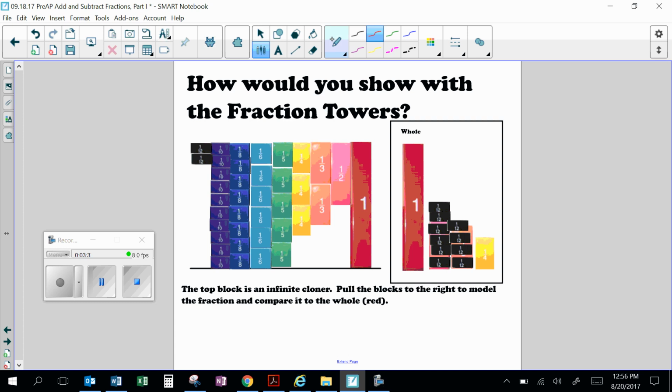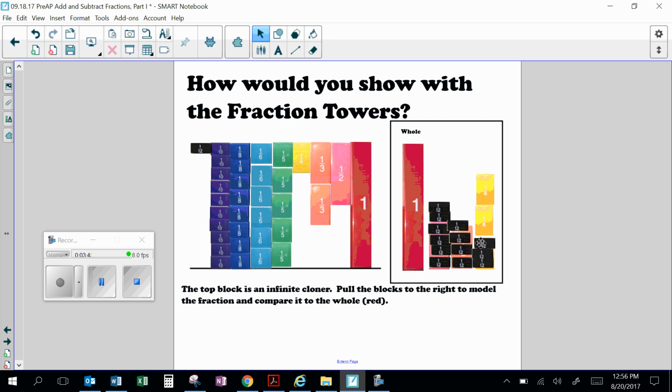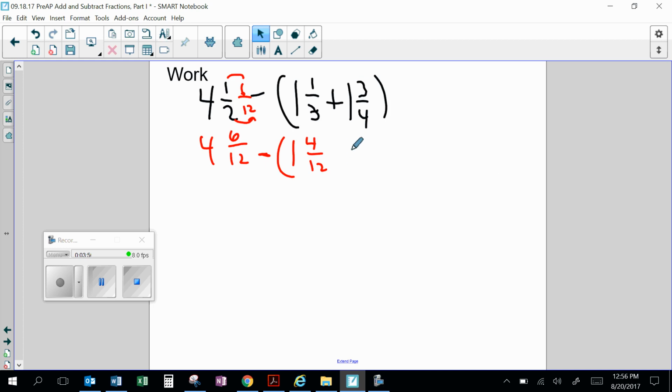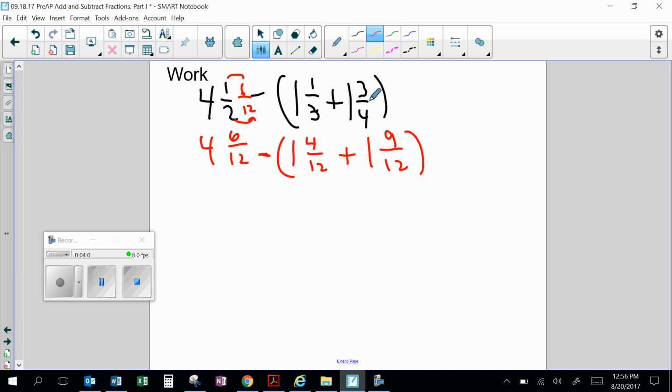Next one, how can I rename 3/4 as 12ths? 1/12, 2/12, 3/12, 4/12, 5/12, 6/12, 7/12, 8/12, and 9/12. Again, how could I have gotten it? I can multiply the numerator and denominator by 3, so it's 1 9/12. So let's see how much cake he gave away. 1 4/12 plus 1 9/12: 2 wholes, and 4/12 plus 9/12 is 13/12.